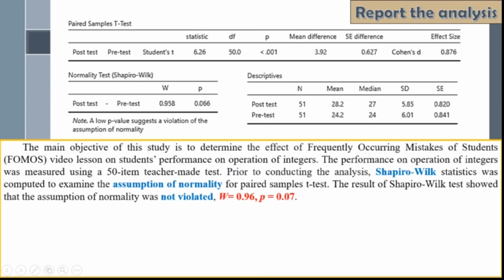The main objective of this study is to determine the effect of frequently occurring mistakes of students, or FOMO's, video lesson on students' performance on operation of integers. The performance on operation of integers was measured using a 50-item teacher-made test. Prior to conducting the analysis, Shapiro-Wilk statistics was computed to examine the assumption of normality for paired samples t-test. The result of Shapiro-Wilk test showed that the assumption of normality was not violated, represented by the given values.